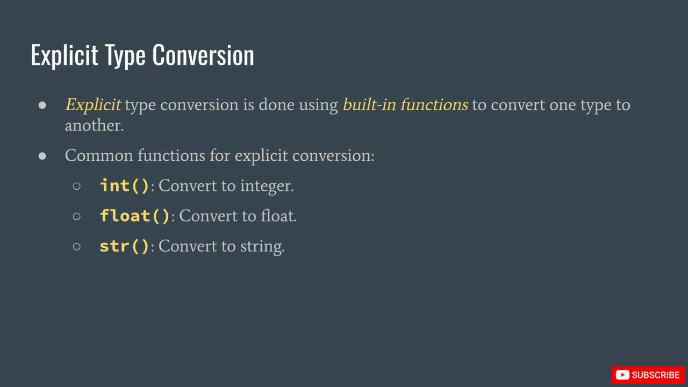Explicit type conversion is when you manually convert one data type to another using built-in functions. For example, you can use int as a function to convert a value to an integer, float to convert it to a float, or str to convert it to a string.